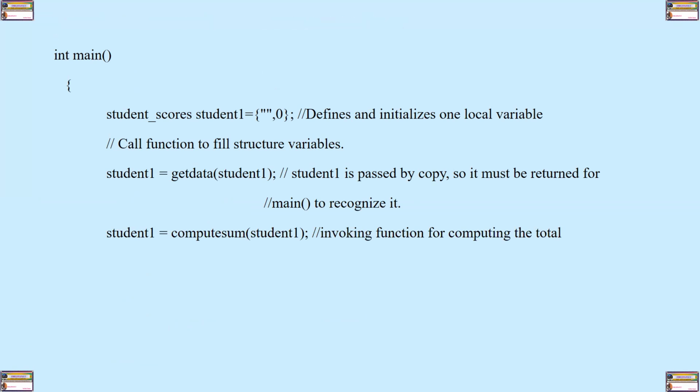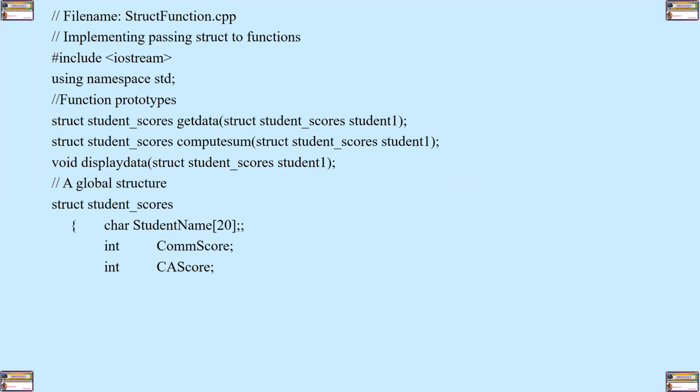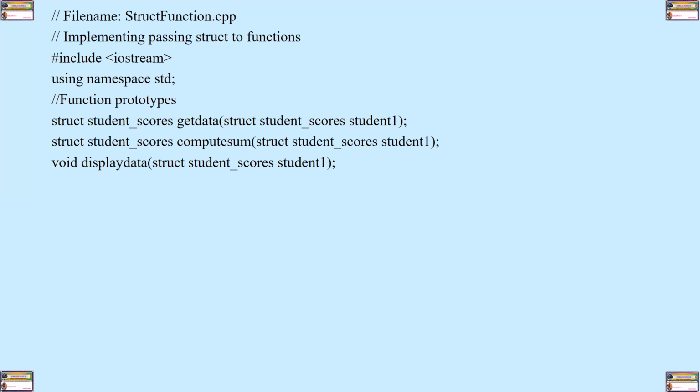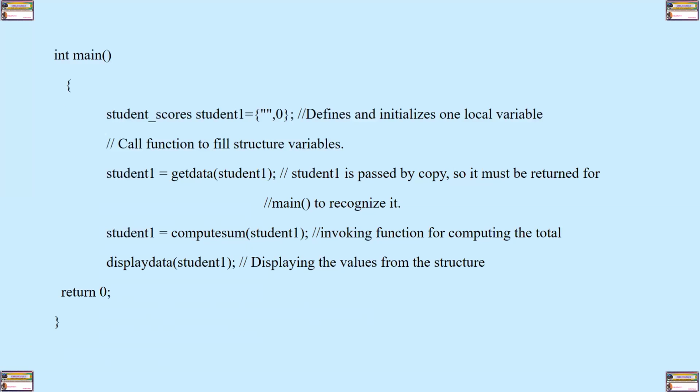The next call statement is for invoking the function called compute sum, and it is passing to it one argument, which is student1, the variable called student1. So once compute sum has been invoked, the compiler will go and look for that function prototype. Here is the function prototype. Then it will go after the main program and look for that function.